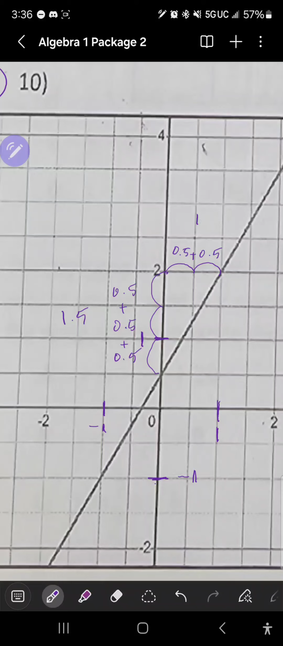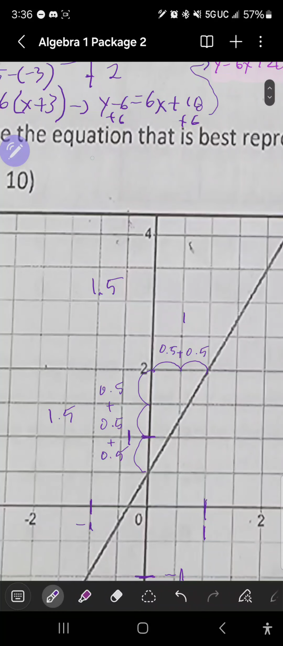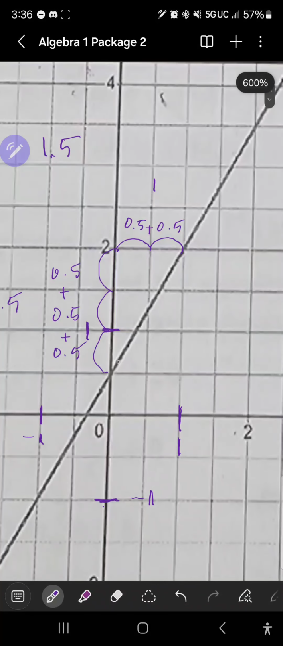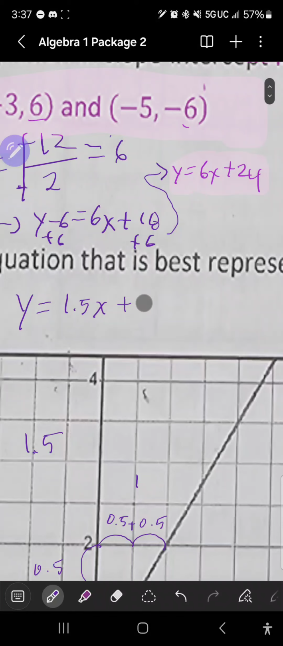So this will be 1.5 over 1, which is rise over run, which can be only 1.5. Now we have our slope, so we know that y will be equal to 1.5x plus b. Now b is our y-intercept. And if we see that each square is 0.5, basically this is 1 and this is 0, we know that this is going to be 0.5. So we can just say that our b is 0.5.